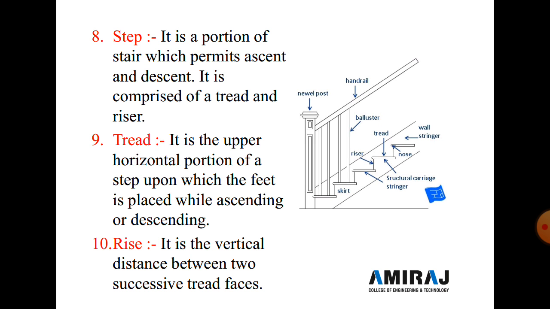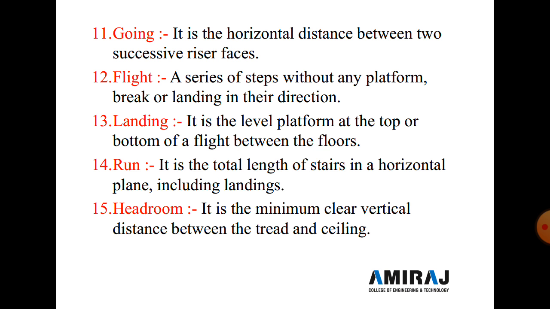Next is a rise. What is rise? Rise is the vertical distance between two successive tread faces, known as a rise. Generally rise height we take as 20 centimeter. If we take more than 20 centimeter, it is difficult for a person to use the stairs. Now next is a going. Going is the horizontal distance between two successive riser faces, known as a going.